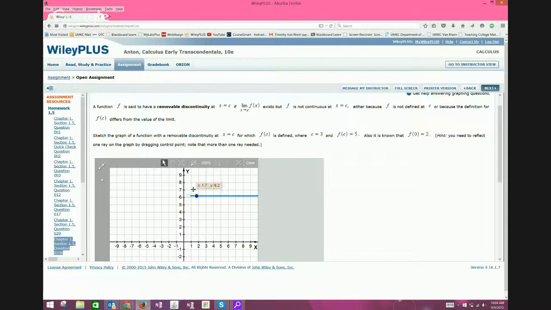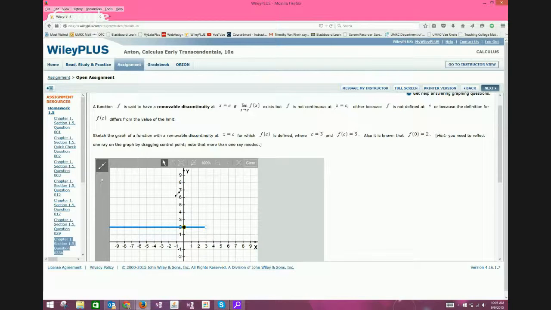The little black dot is so you can change the ray's direction. You can make it go left or right. For this specific function, we want f at 0 to be 2. So I put this point at (0, 2), and then of course I need to deal with c equals 3, which is where I have the discontinuity. I can move this little black dot so it's at (0, 2), so my function evaluates to 2 when I plug in x equals 0.